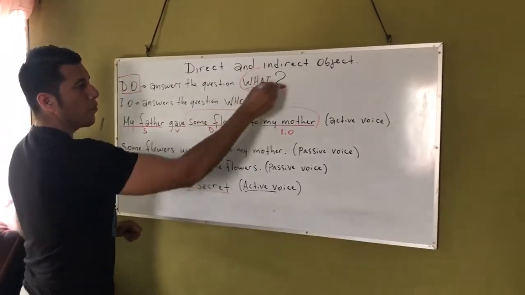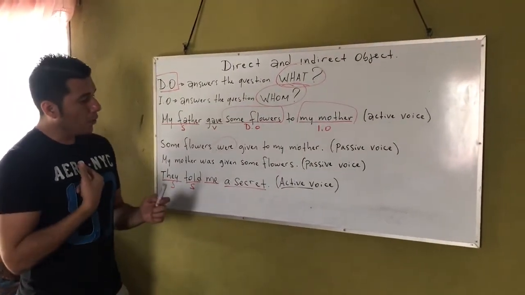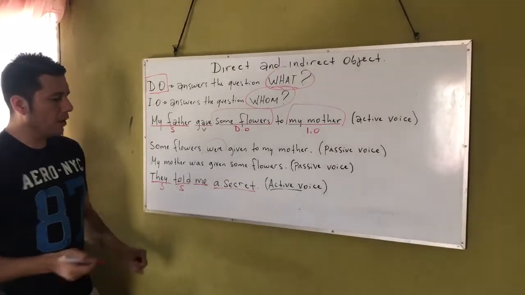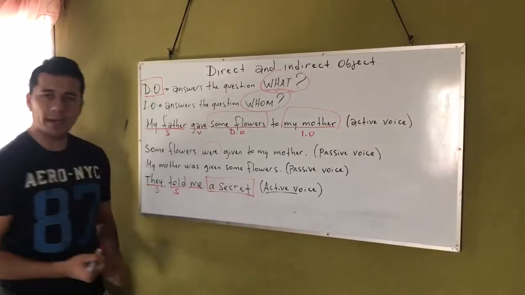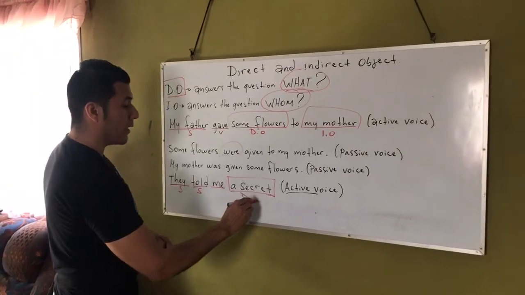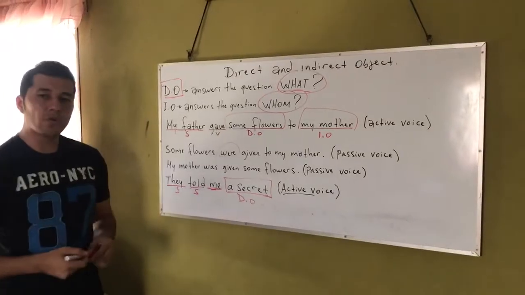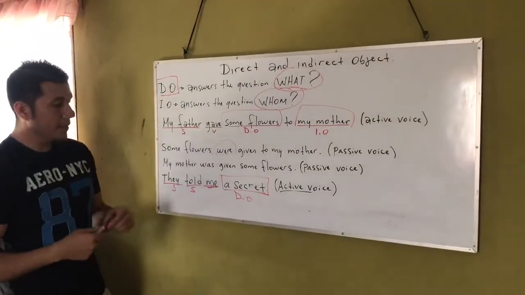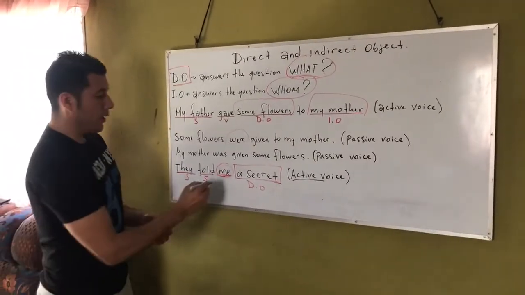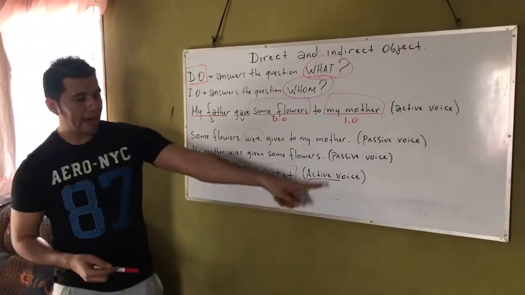Remember, questions. What? Whom? So I have to ask myself, what was told to me? What was told to me? Oh, a secret, right? A secret was told to me. So that's why this is the direct object. And then I have me over here. So to whom did they tell a secret? Oh, that might be me. So, and this is the indirect object. And remember, this is active voice.